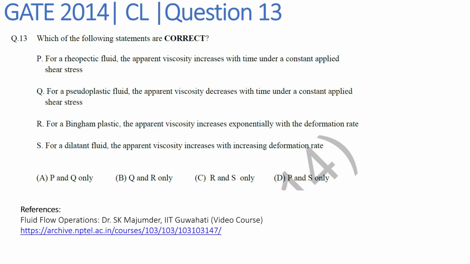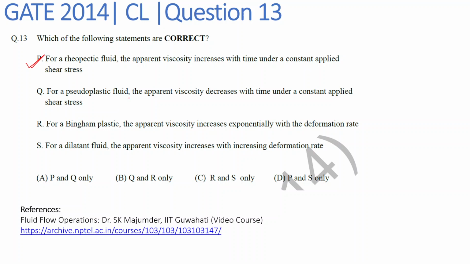Now, this next question is from GATE 2014 Chemical Engineering. The question is, which of the following options are correct? For a rheopectic fluid, the apparent viscosity increases with time under constant applied stress. So yes, rheopectic fluids are time-dependent fluids and their apparent viscosity increases with time under constant applied stress. So the first option is the correct one.